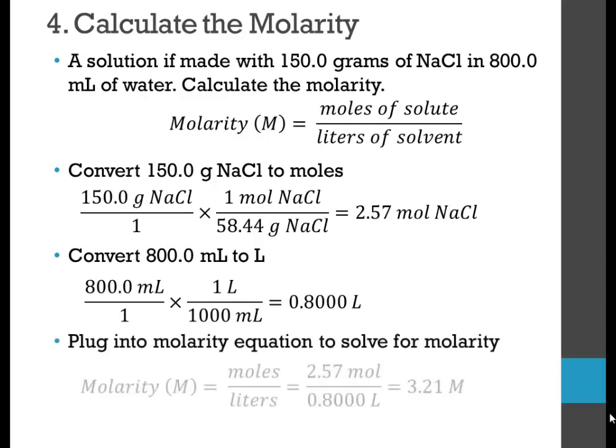Now we just plug it into our equation and solve for molarity. So I'm going to take 2.57 divided by 0.8, and I get 3.21 molarity. So you would say that this solution has a concentration of 3.21 molarity, or you would say it's a 3.21 molar solution of sodium chloride.